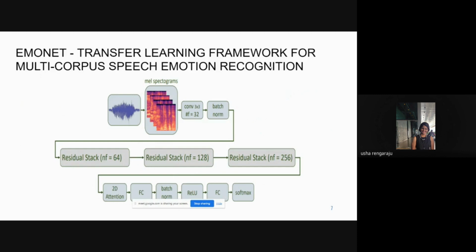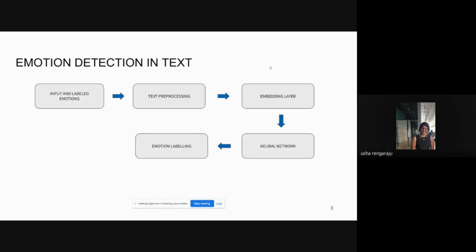Some of the architectures which have come up in the emotion detection space is MONET, which is a transfer learning framework for multi-corpus speech emotion recognition. And so there are many such architectures which are pre-trained models which are already available.